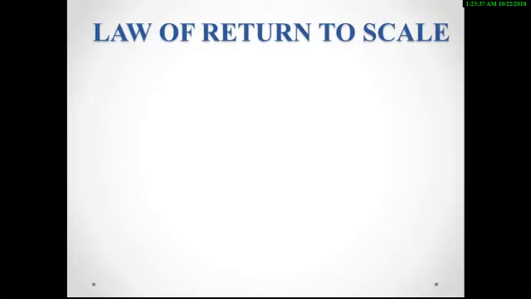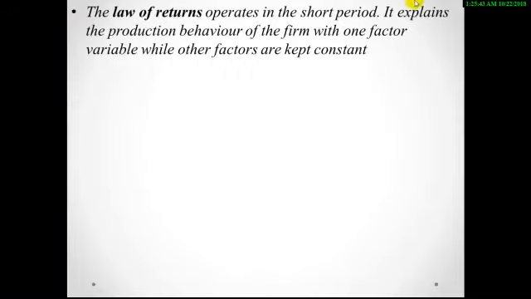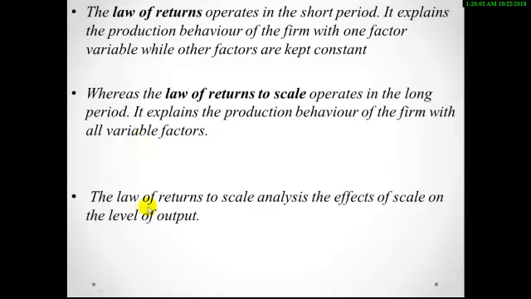Now, law of return to scale. The law of returns operates in the short period. It explains the production behavior of the firm with one factor variable while other factors are kept constant. Whereas the law of return to scale operates in the long run period, it explains the production behavior of the firm with all variable factors. The law of return to scale analyzes the effects of scale on the level of output.